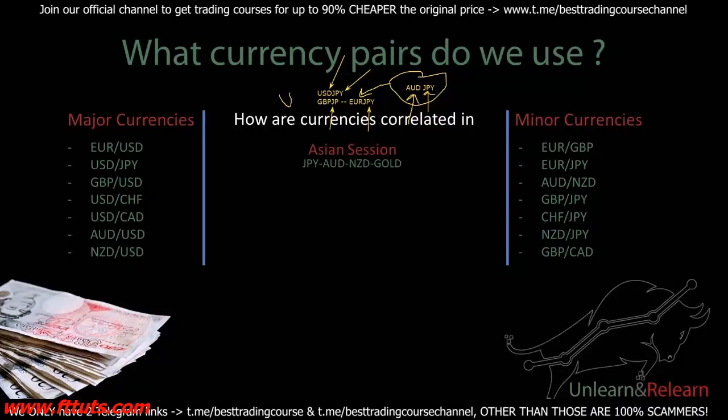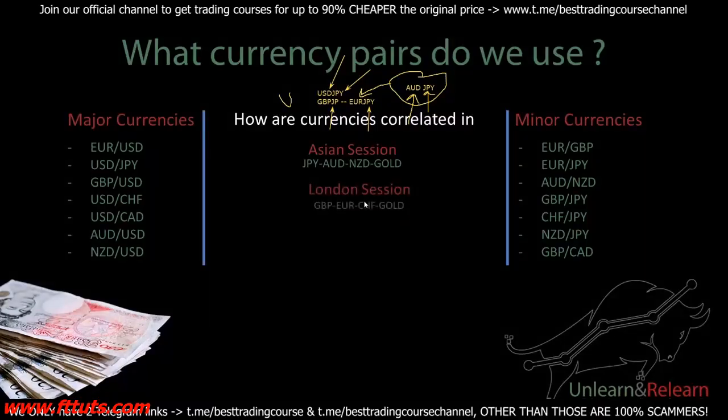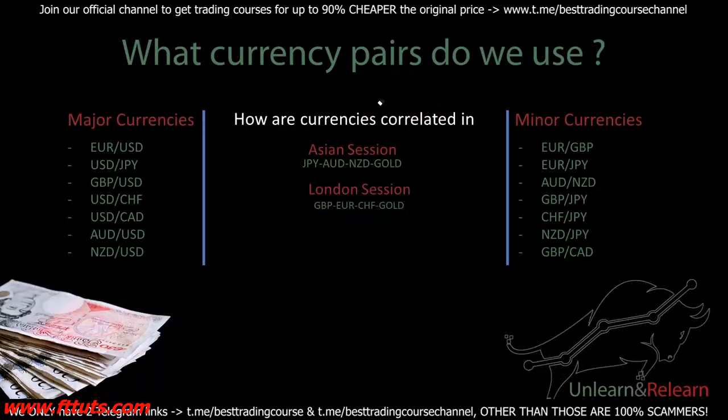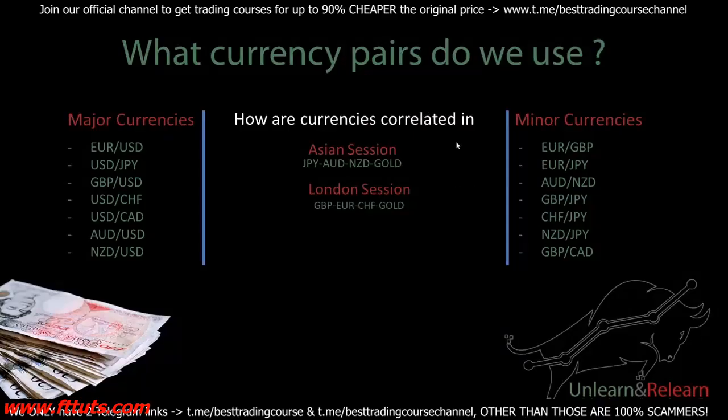If we move along to the next session, we're going to talk about the London session. When you talk about London, you're talking about the pound, the euro, the Swiss, and gold as well. The same thing applies in the London session. One most important thing is that currencies have both strengths and weaknesses. The easiest way to identify strength and weakness is by looking at the chart and seeing what the correlations are. We're going to talk about that later on as well.